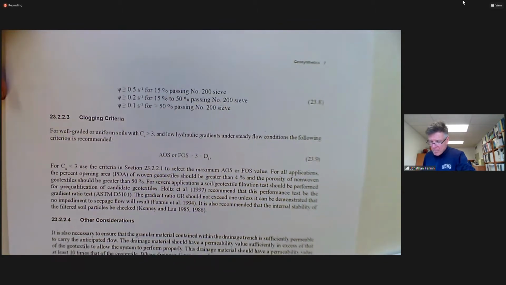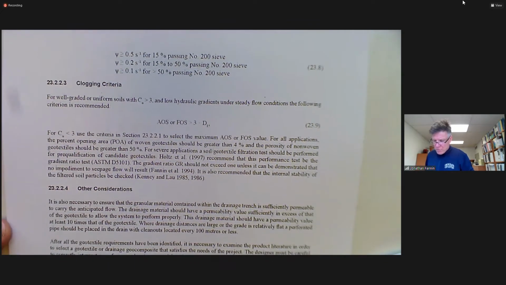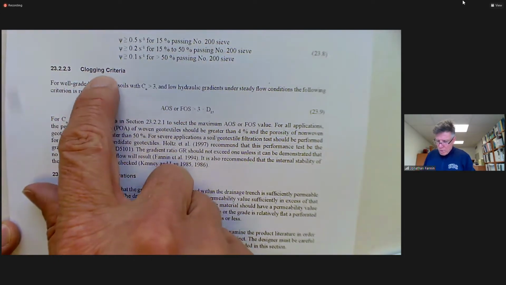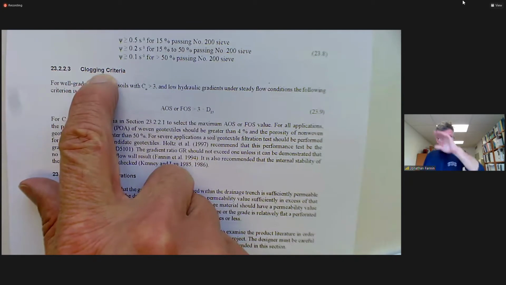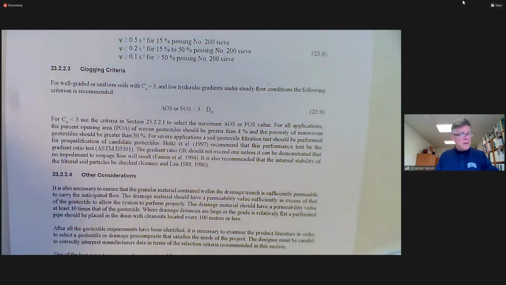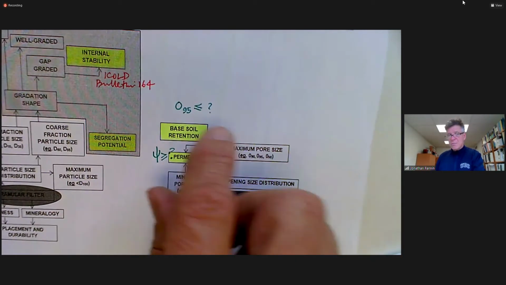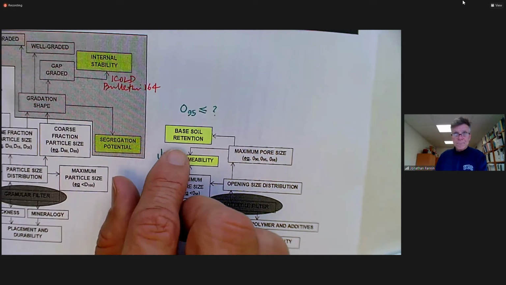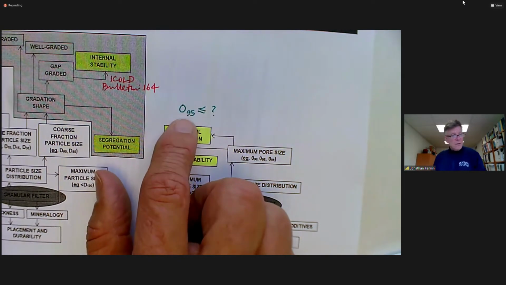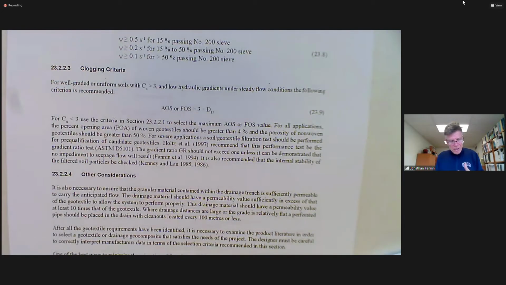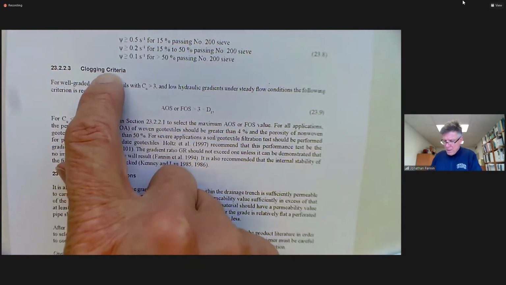Actually, let me pause just to acknowledge a few other, I think, quite elegant little statements. Arguably, at the moment, we've said that the opening size must be smaller than some function of D85. The opening size must be smaller. On the other hand, we don't want the opening size necessarily to be too small, right?